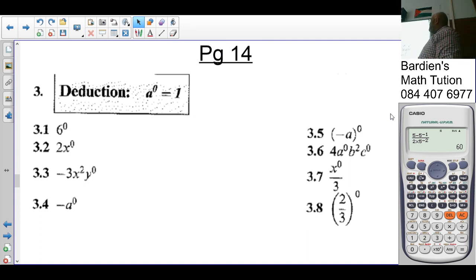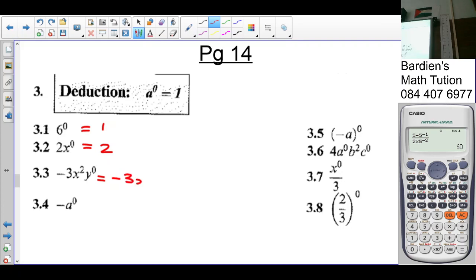Okay. We said anything to the power 0 is? 1. Yes. So 6 to the 0? 1. Next? 2. So it's 2 times 1. Not so. The next one? Negative 3 x squared. The negative 3x squared. The 0 is only on the y. So only the y becomes, y to the 0 becomes 1. You guys understand? Next? Negative 1. You all agree with that? Yes, sir. No confusion, eh?